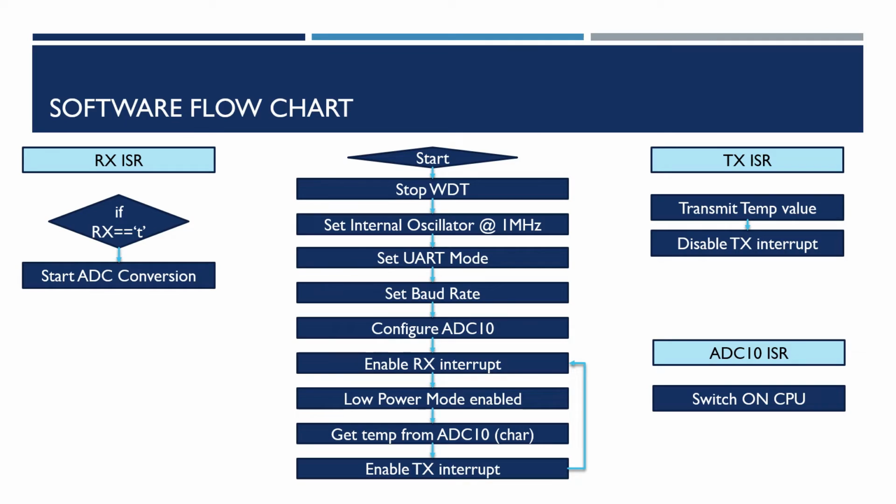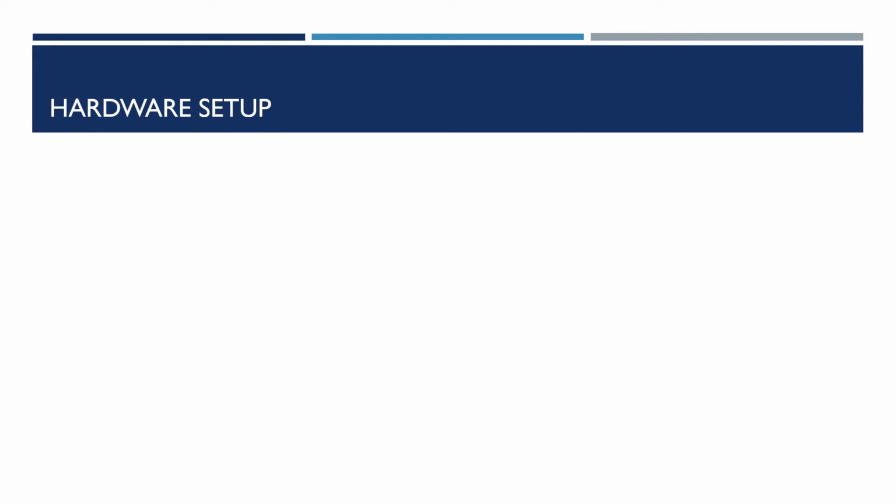So this is the whole flow for your software. And if you want the code again, it's in the blog link. So do check the blog link in the description below. So this is the thing about your code. Now let's look at the hardware setup.